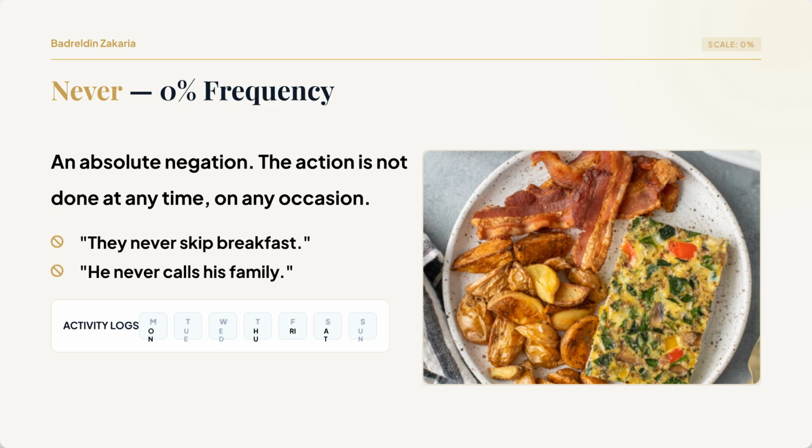Never is 0% frequency. It is an absolute negation, meaning the action is not performed at any time or on any occasion.